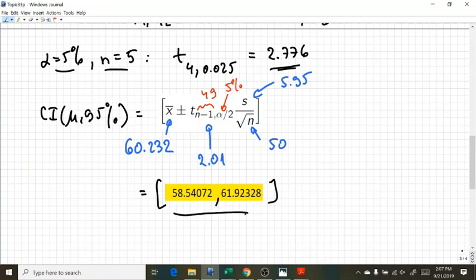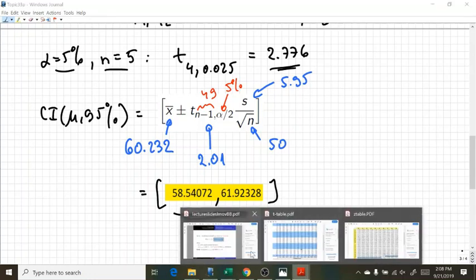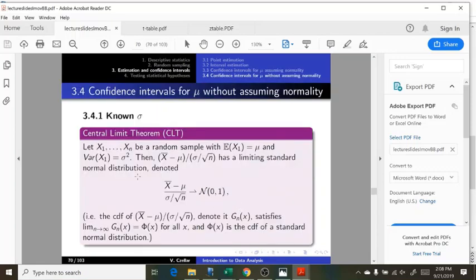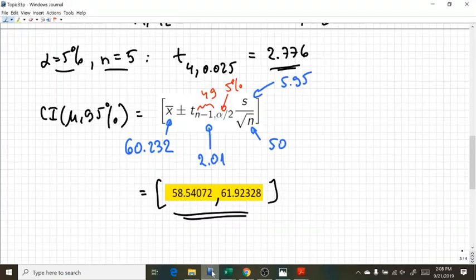And now we may wonder what happens if the data do not come from a normal distribution, right? What if the random sample is not from a normal distribution? Well, for this situation, there is another video that covers precisely this situation when we do not have normality. And thank you very much for watching.